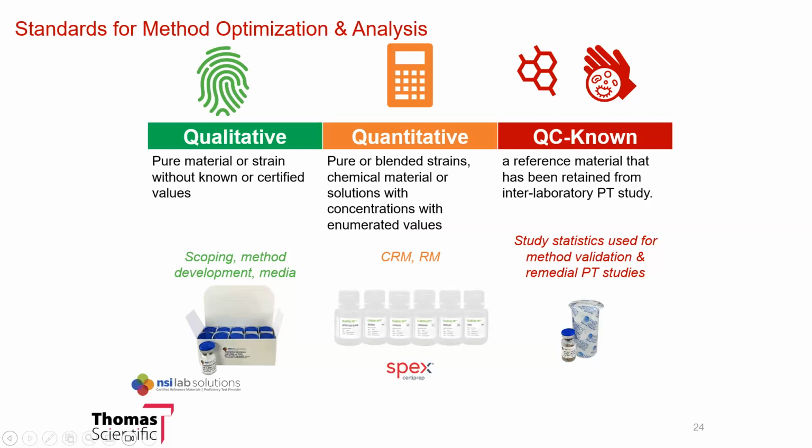Now, there are different types of standards you can use. You can use qualitative standards. These are pure materials or pure strains or pure chemicals without any known certified value. These are more like identity standards. You have quantitative standards. These are pure or blended strains, chemical solutions, or materials or concentrations with enumerated values. These are values that you have on a certificate, like a certified reference material. Then you have a QC known. This is a reference material that's been retained from a PT study and assigned a value.